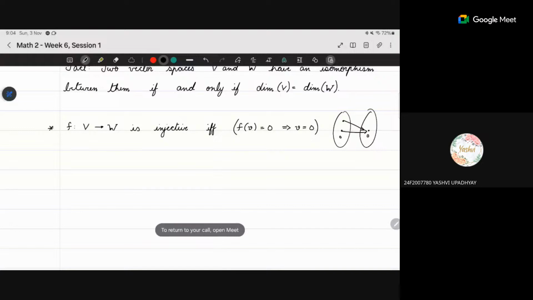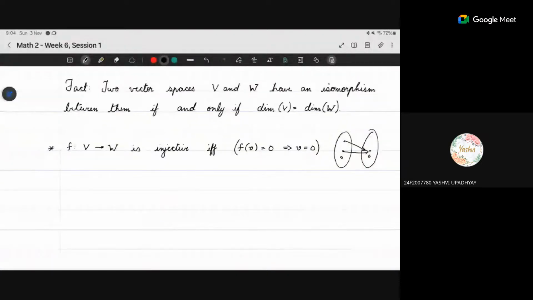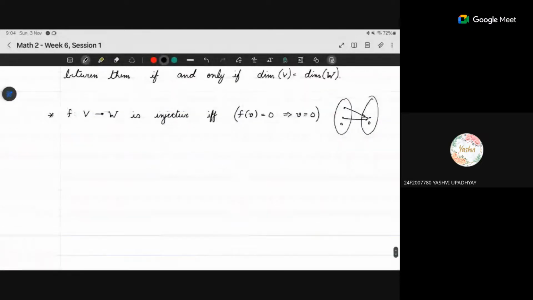So injectivity is equivalent to having only one pre-image for 0. This is what this result says. And this is true only for linear maps, of course. If you look at non-linear maps, like f of x is equal to x square from R to R, this is not a linear map, right? F of x plus y is not the same as f of x plus f of y. X plus y the whole square is not x square plus y square. So this is not a linear map, and it's quite obvious why.